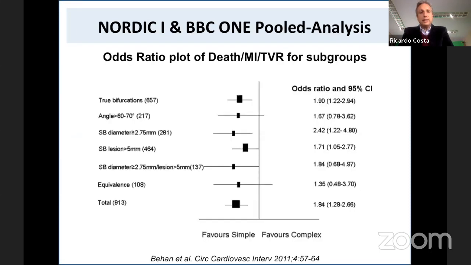And if you take the pooled data from the Nordic 1 and BBC 1, perhaps the ones that have mostly impacted our guidelines towards provisional in most of the lesions, they even say the true bifurcation lesions also benefit, it favors a simple approach. However, how much of this complexity has been represented in these studies?